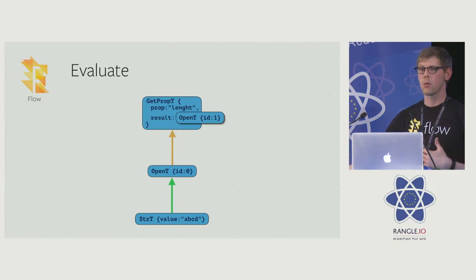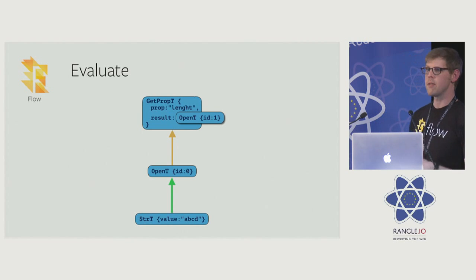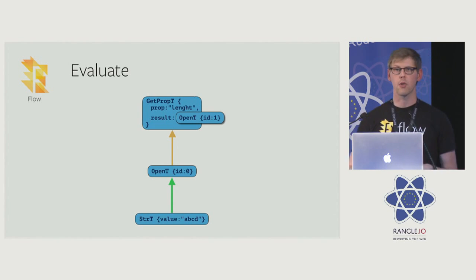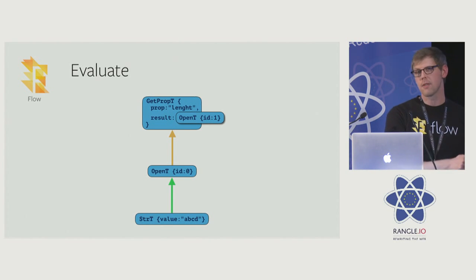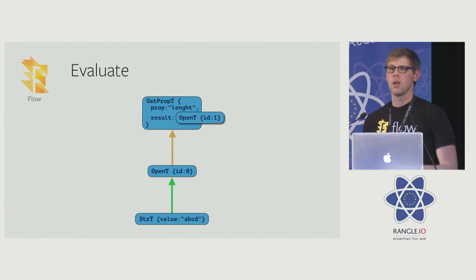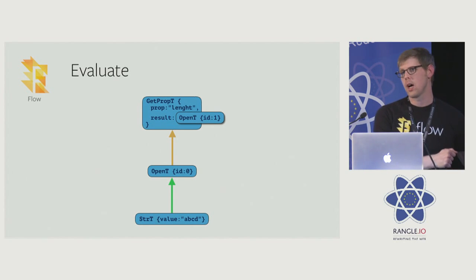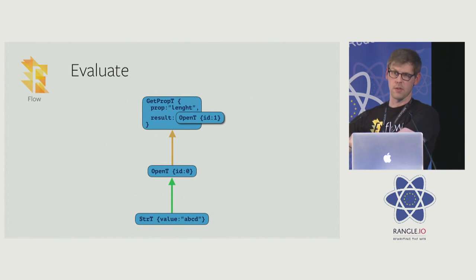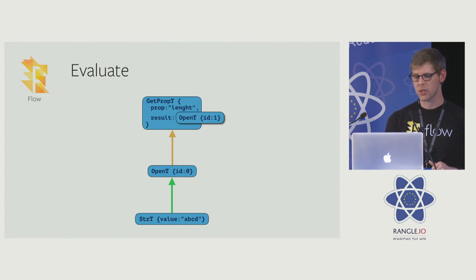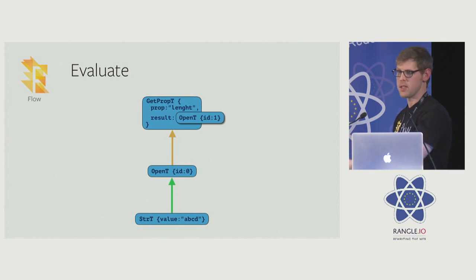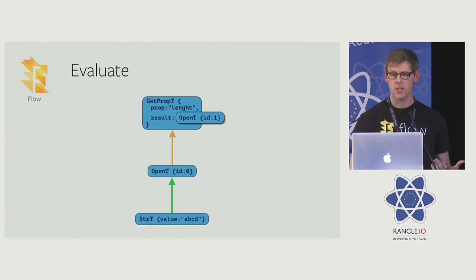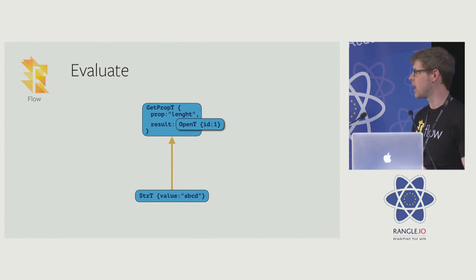So when we go to that rules table and we look up what do we do whenever a StrT flows into an OpenT, it turns out the rule there, it's coded inside of flow, the rule is whenever anything flows into an OpenT, that thing gets forwarded on anywhere the OpenT goes. So here a StrT is flowing into an OpenT, and the OpenT is flowing into getPropT. So the rule says that StrT should flow directly to getPropT.